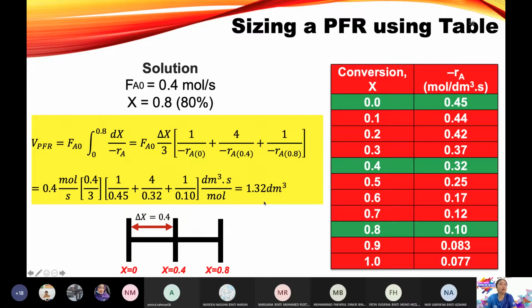So we get 1.32 dm cube. What does this volume mean? It means that if you have a molar flow rate of A of 0.4 and you want to achieve 80% conversion for the reaction in this table, your reactor volume is quite small, only 1.32 dm cube. It's about 1 liter, 1.32 liter, which is quite a small reactor.